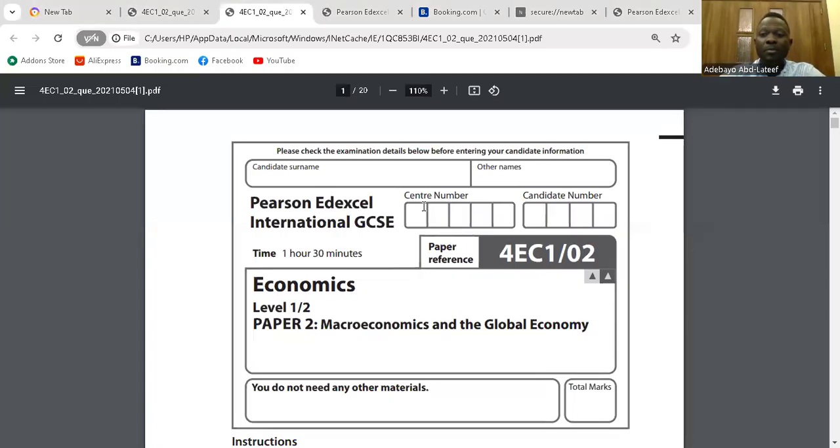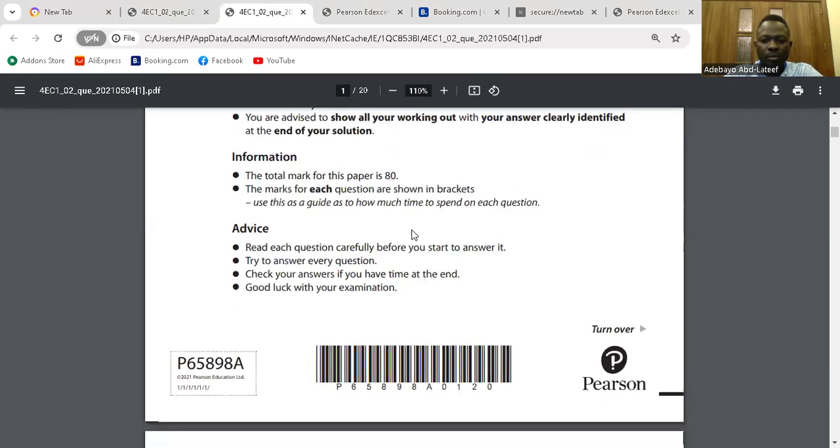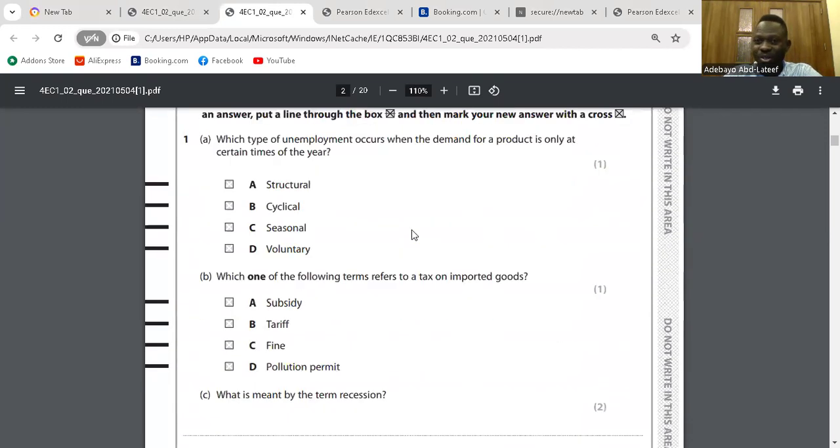So we have paper 2 for January 2021. I wrote it already, it's 2021 January. So the question is: which type of unemployment occurs when the demand for a product is only at certain times of the year?